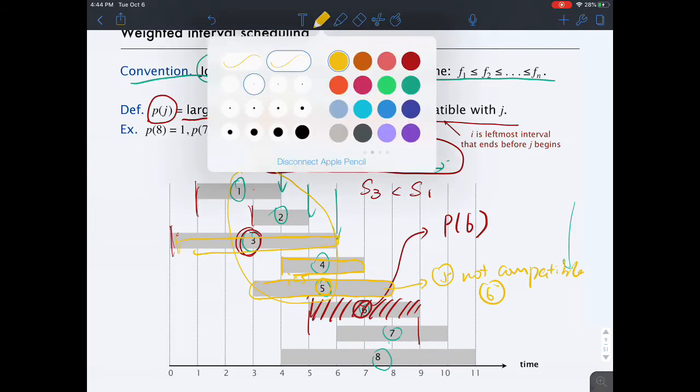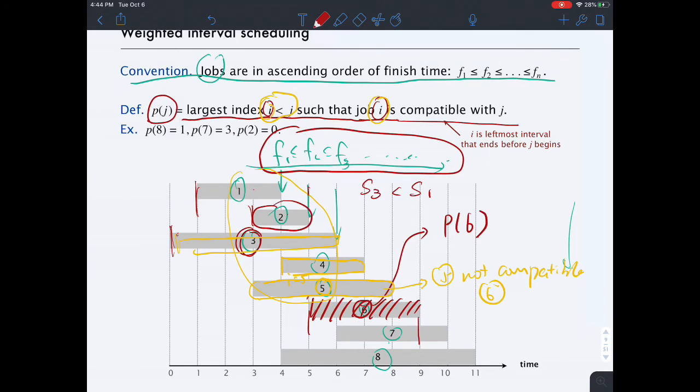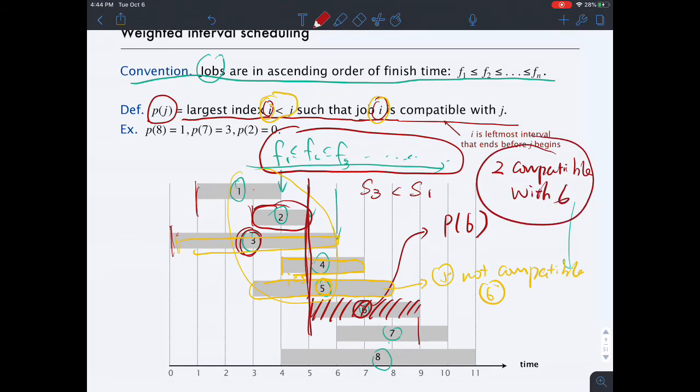But as soon as I start to look at 2, I realize that the ending point of 2 is the same as the starting point of 6, so 2 is compatible with 6. Not only that, 2 is also the largest, because anything larger than 2, 3, 4, 5, all don't work. So that means p(6) equals 2. That's the reason.